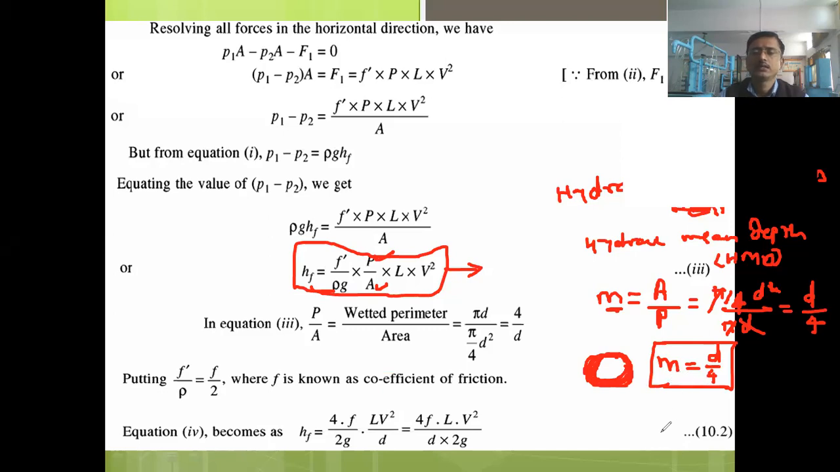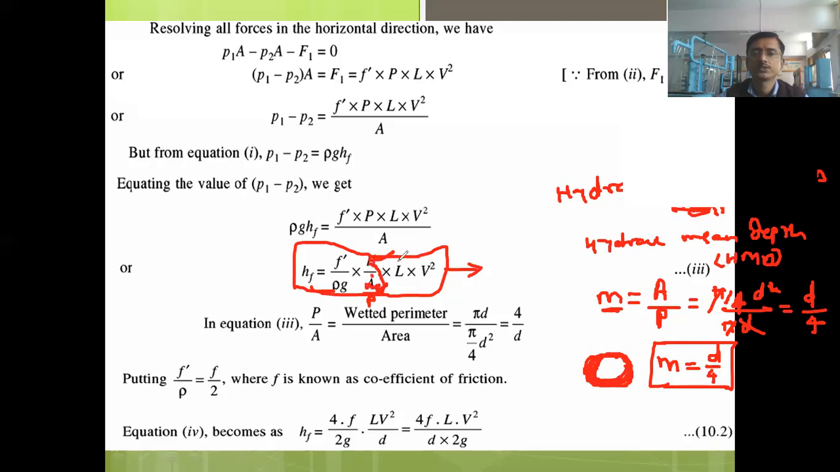Now in this equation, instead of this P upon A, and here we have written m is equal to A upon P. If I take this P in the denominator, we can write it like this. Okay. So instead of this P upon A, I can write here 1 upon m.